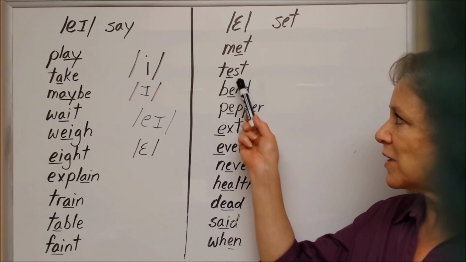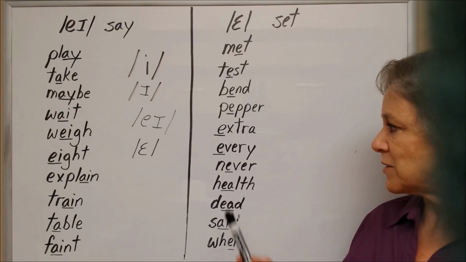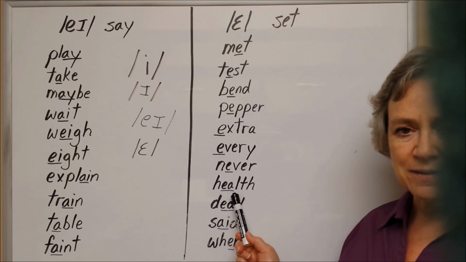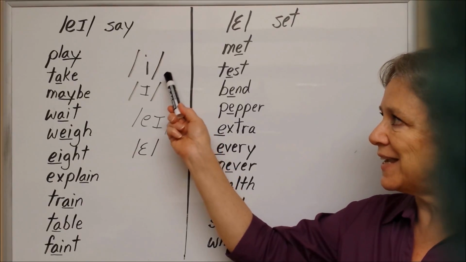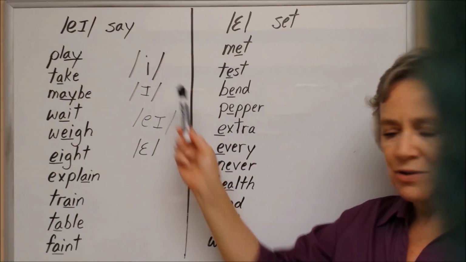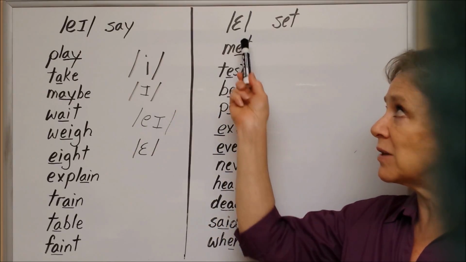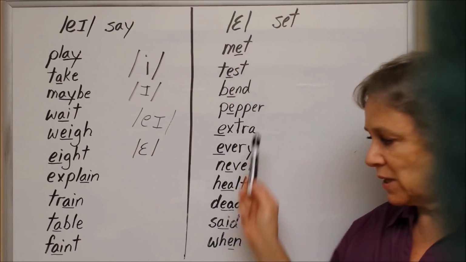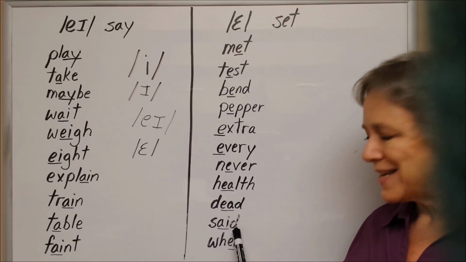Notice that most of them are the letter E, but we do have some other spellings. We have EA, and we saw this earlier with the E sound. So this spelling can sound like E, or it can sound like E. So here in these words, it sounds like E. Notice this one, said.